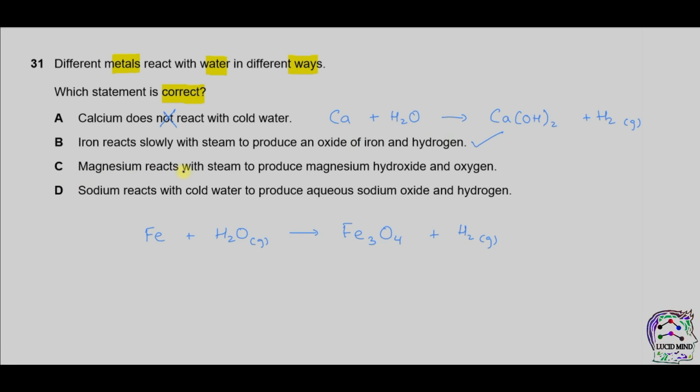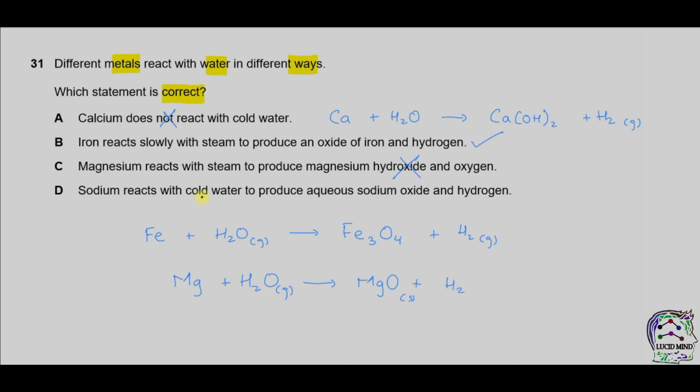Option C, magnesium reacts with steam to produce magnesium hydroxide and oxygen. This is incorrect because magnesium reacts with steam to form magnesium oxide instead of magnesium hydroxide, along with hydrogen gas. So it should be magnesium oxide.